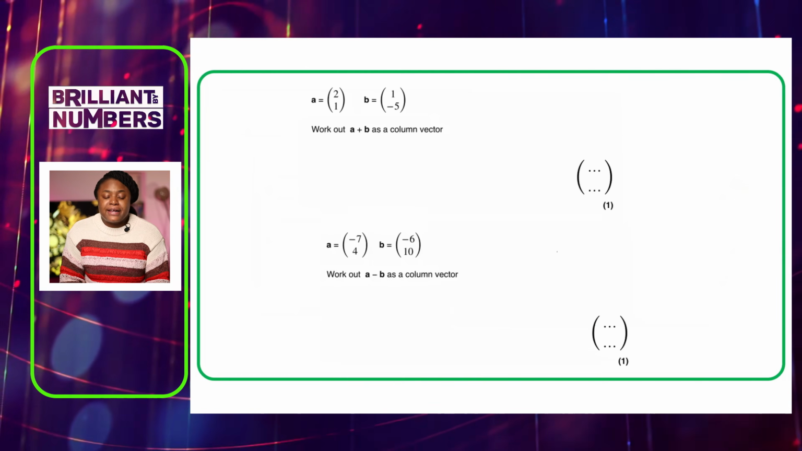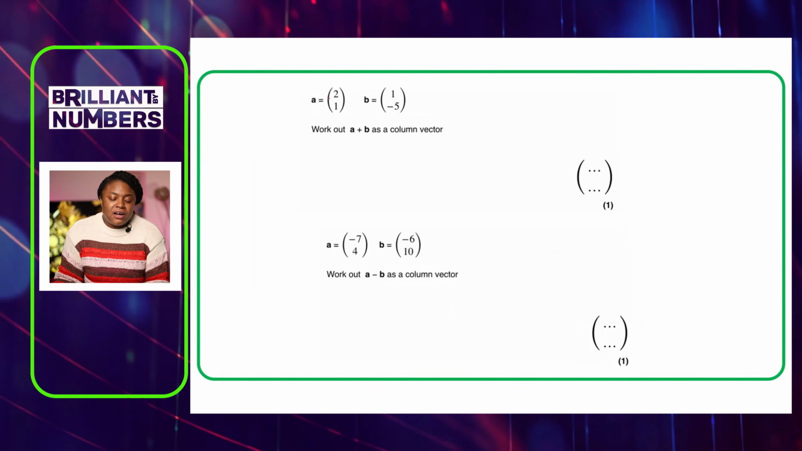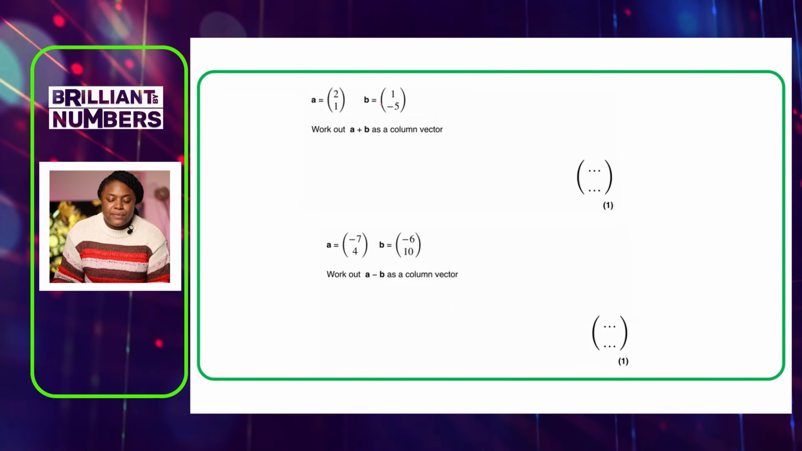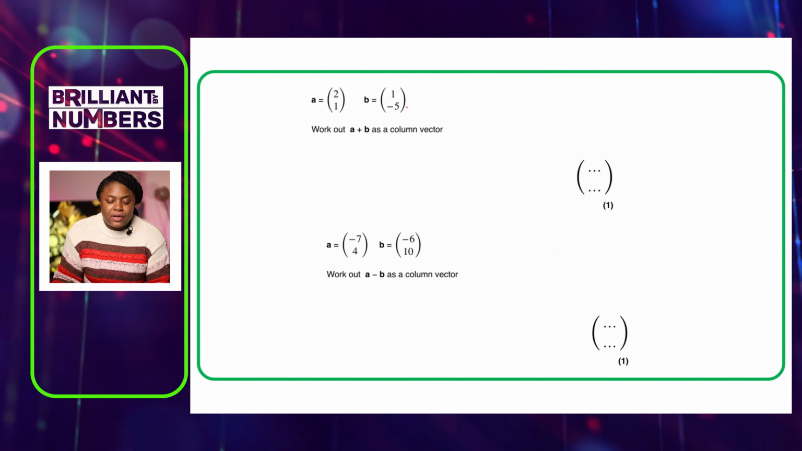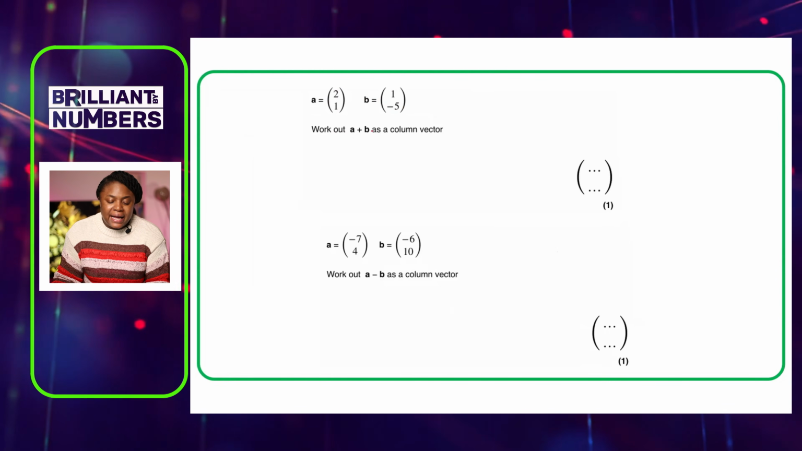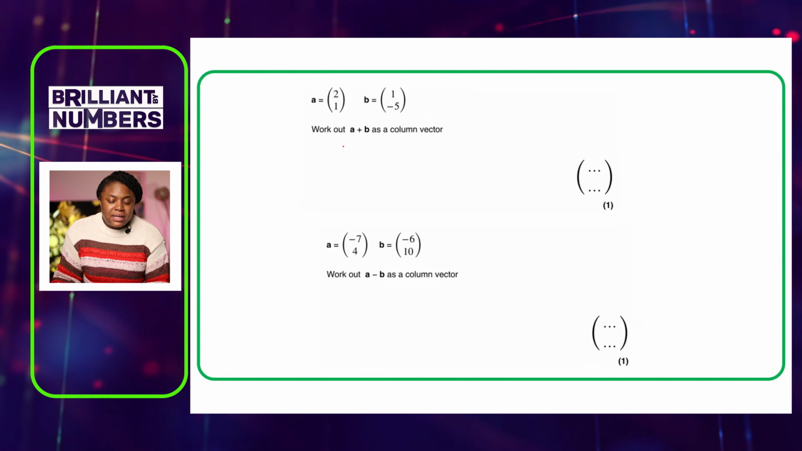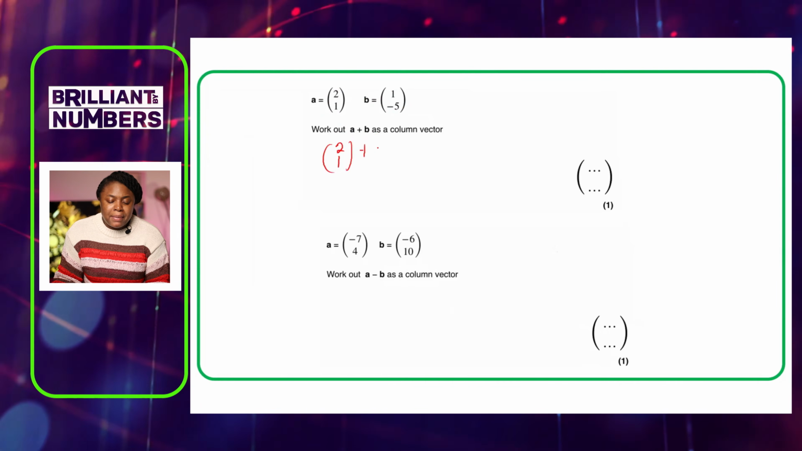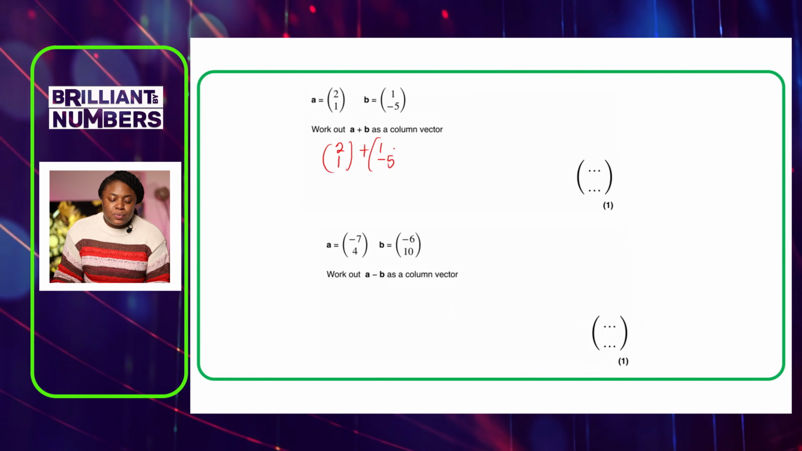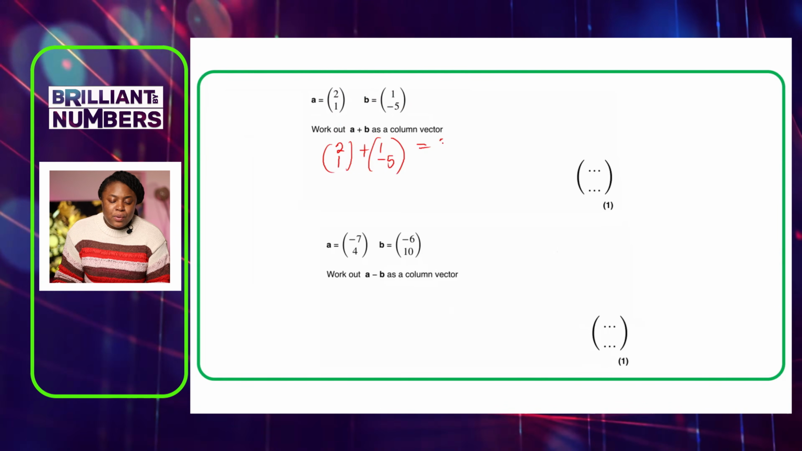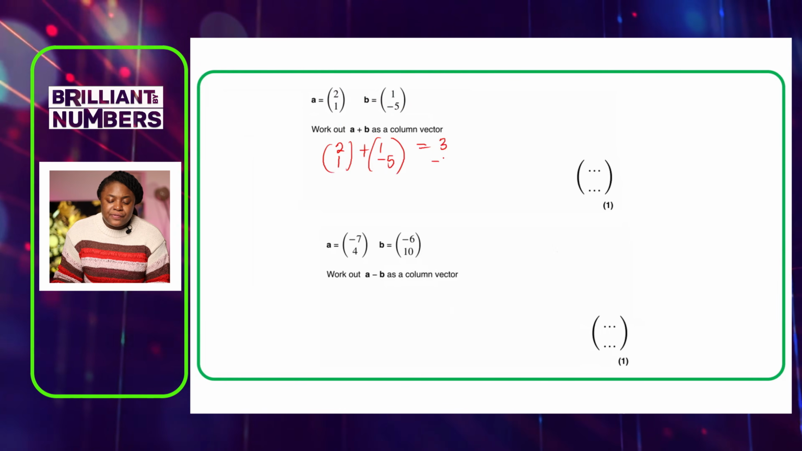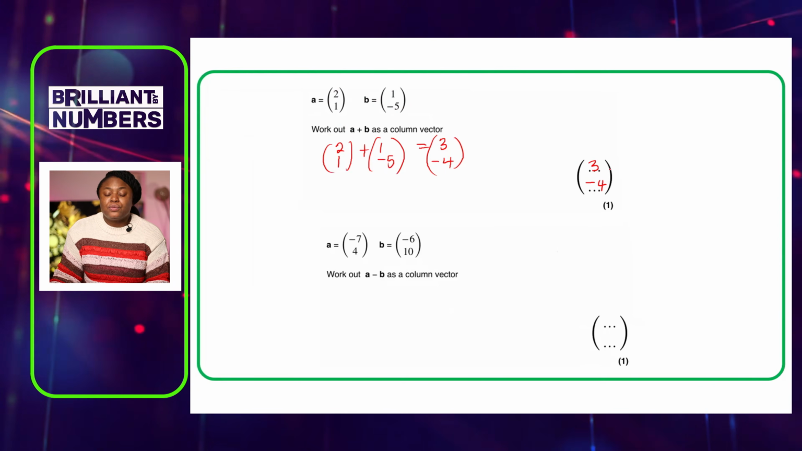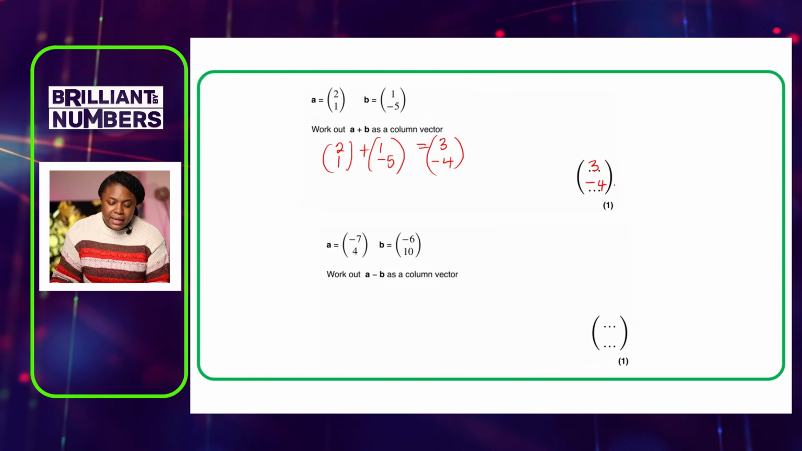Now we go for our next question. We're told A is equal to (2, 1) and B is equal to (1, -5). We're asked to work out A plus B. So A plus B is equal to (2, 1) plus (1, -5). 2 plus 1 is 3, and 1 plus minus 5 is minus 4. So the answer is (3, -4). Beautiful. Put that back in our bracket there.